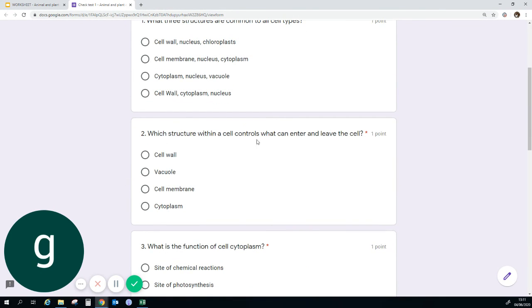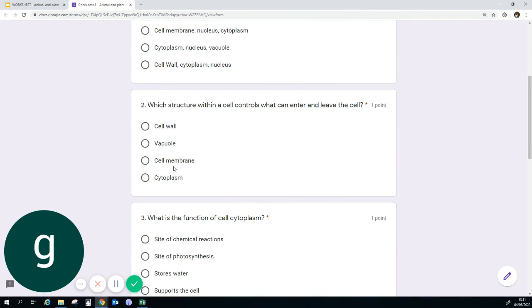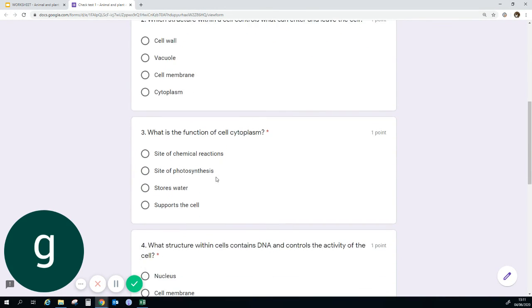What structure within a cell controls what can enter and exit? So that is the cell membrane. Remember, it's around the outside of the cell. It keeps the cytoplasm and nucleus stuck in the middle, and it decides what comes in and out. What's the function of the cytoplasm? It's the site of chemical reactions.